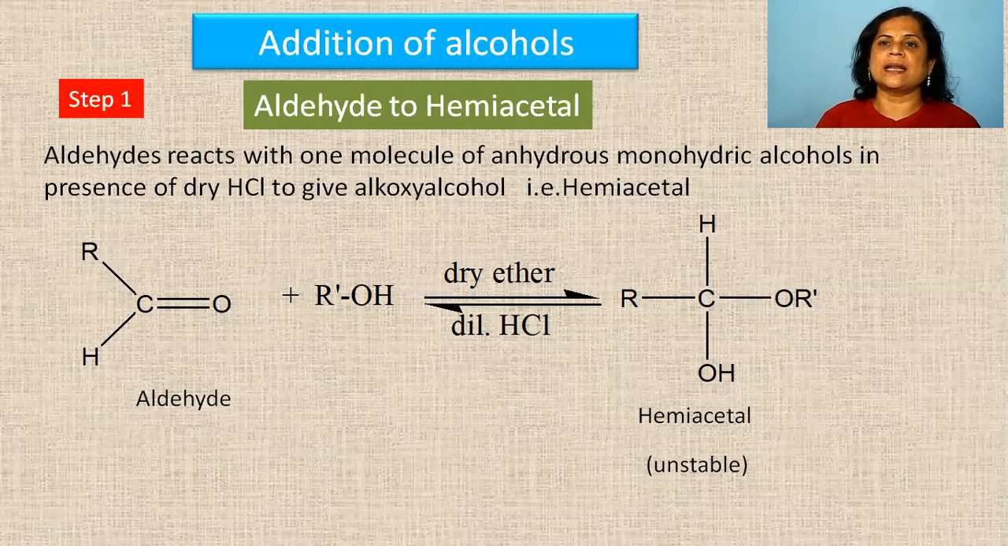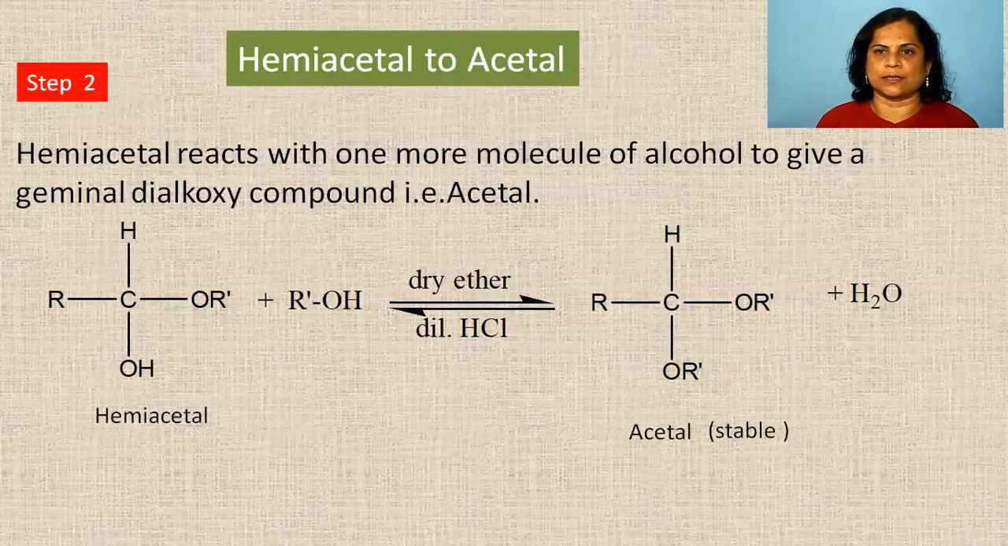What we require in the last product is two alkoxy groups, but in the first structure we get only that half part. It is the hemiacetal. In the second step, the hemiacetal reacts with one more molecule of alcohol, and it gives the geminal dialkoxy compound. In this structure, the two alkoxy groups are present on one carbon. It means the carbonyl carbon is converted into a product having these two alkoxy groups on it, and it is the last product when aldehydes react with alcohols.